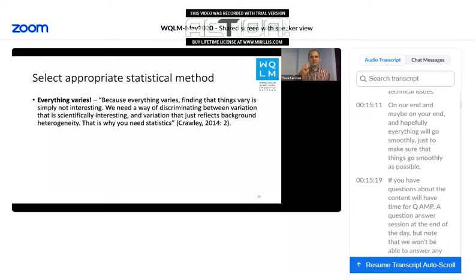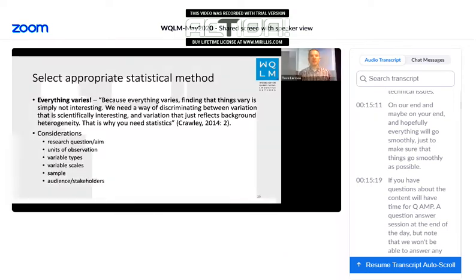Simply finding some difference or some relationship does not allow us to conclude that what we found is meaningful. It could be random. It could be simply noise in our data. And we want a way of discriminating between signal and noise, and statistics allows us to do that.